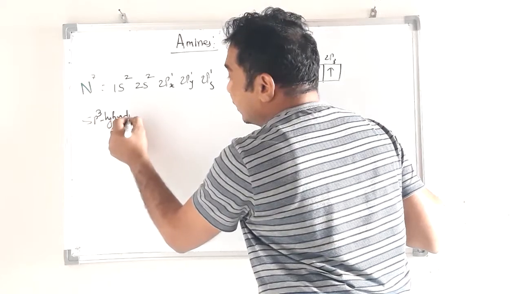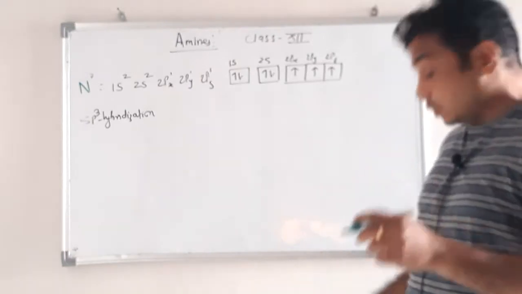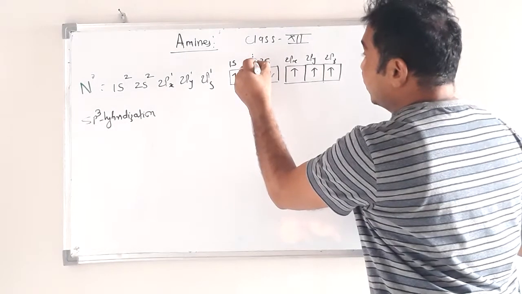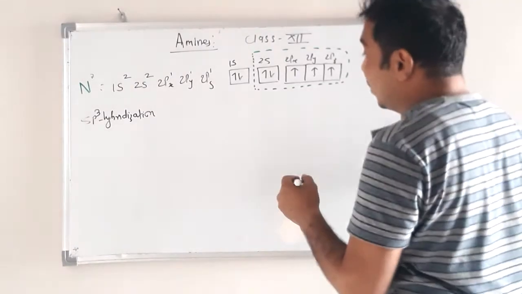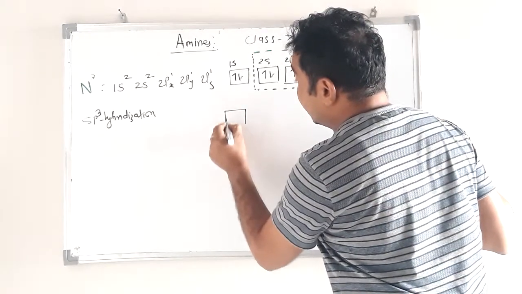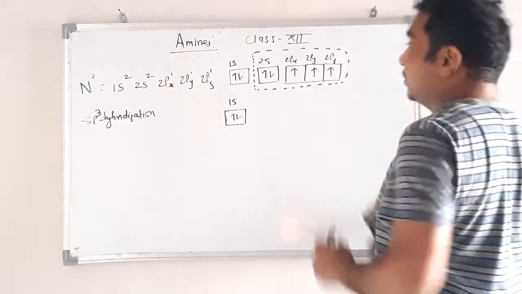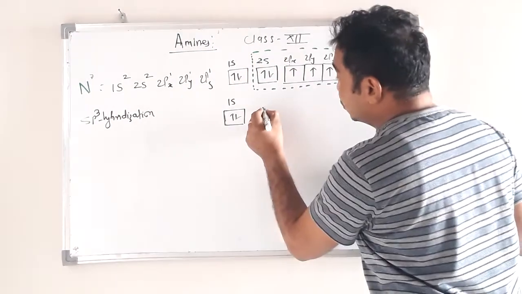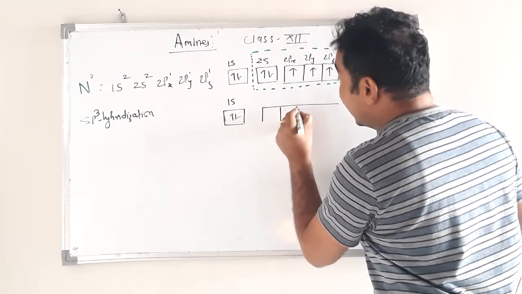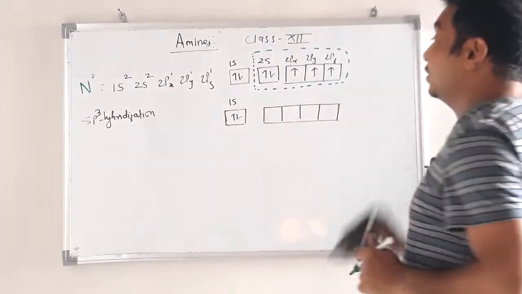In sp3 hybridization, what happens? The 2s orbital and the 2px, 2py, 2pz orbitals, these 4 orbitals, mix together and form the same number of orbitals. The 1s orbital remains as it is, unhybridized, and these 4 orbitals, 2s, 2px, 2py, 2pz, mix together and form 4 equivalent atomic orbitals, which are known as sp3 hybrid orbitals.